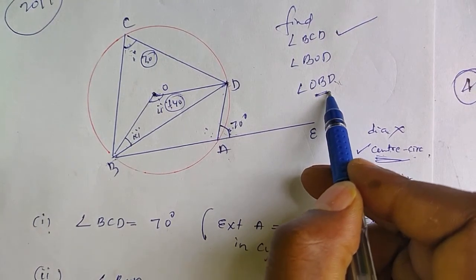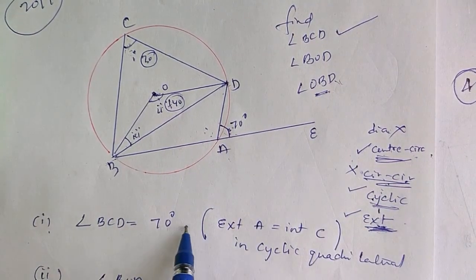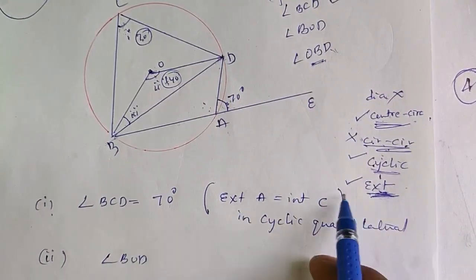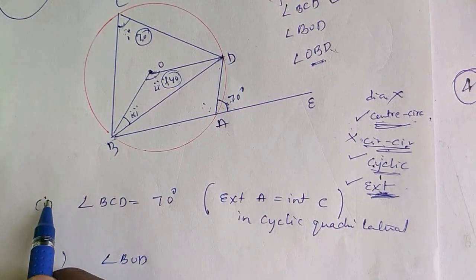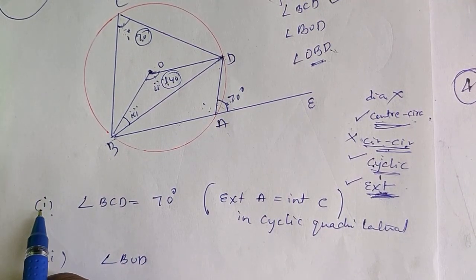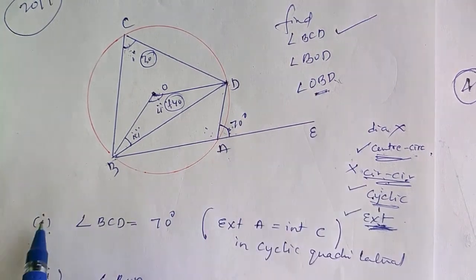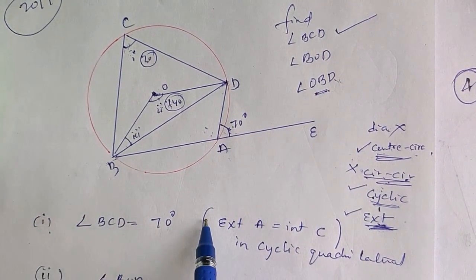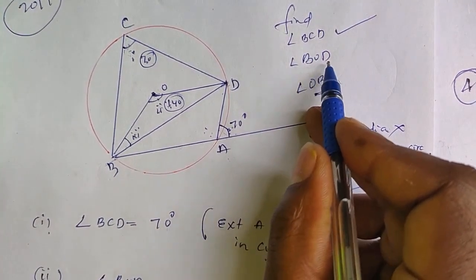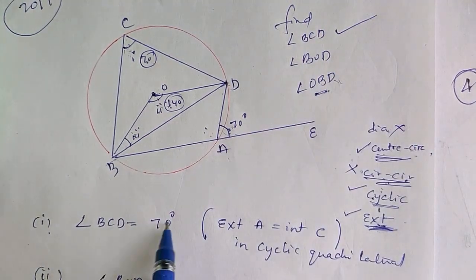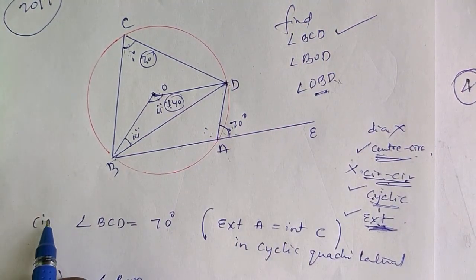If anybody is getting OBD first, no problem, you write OBD is equal to such angle. But the thing is, here you mark the sub question number. See, I got this first, then I write third sub question, this is the answer. If anybody is getting the second sub question answer first, you write BOD is equal to such angle, sub question is second.